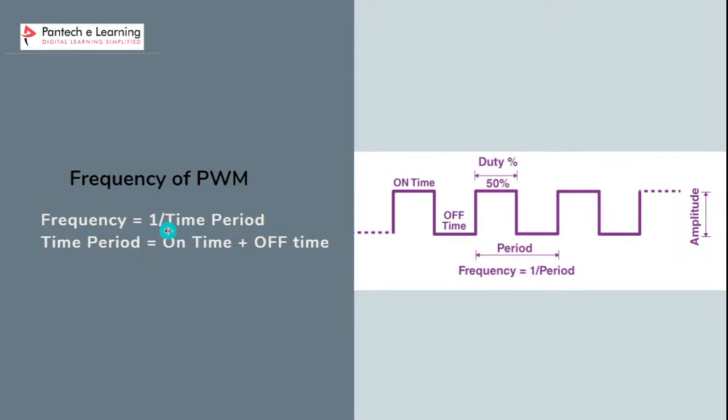So this is the formula. The frequency of pulse width modulation can be calculated by frequency, which is equal to 1 by time period, which means on time plus off time. On time plus off time is equal to 1 period. This is how you will calculate your frequency of pulse width modulation.